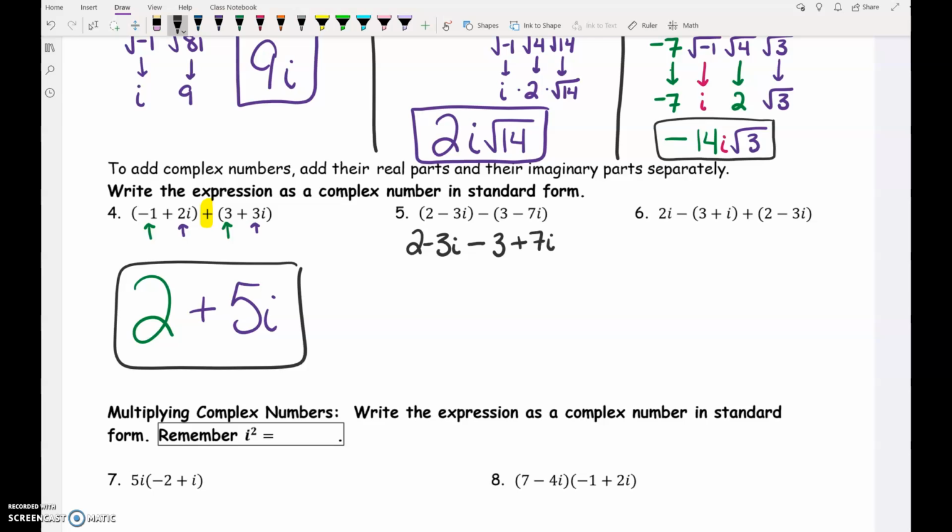Plus 7i. So really, we need to take this subtraction and distribute the subtraction to turn this into an addition problem where we can just combine like terms. Once you've distributed the negative, we have 2 and negative 3, which makes negative 1. We have negative 3i and 7i, 4i.